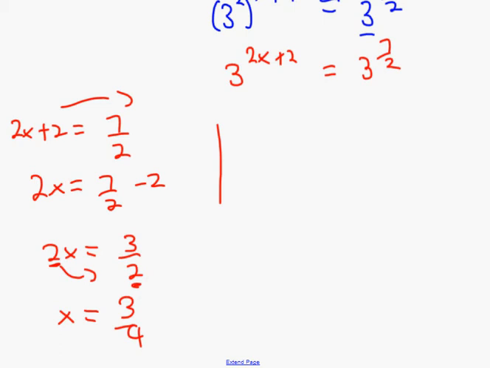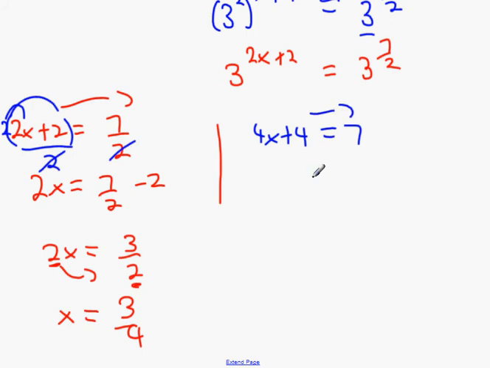Method number 2. Put a 2 underneath and a 2 above. Multiply it out and you get 4x plus 4 equals 7. The 2s cancel. Bring over the 4. 4x equals 3, so x equals 3 over 4. Same thing. Two different ways of doing it. One of them is more calculator based. The other one you'd probably do all in your head. That's probably the difference.